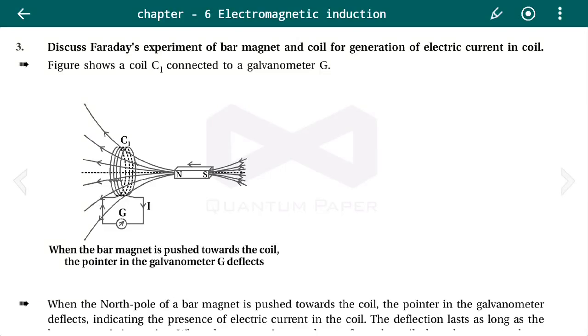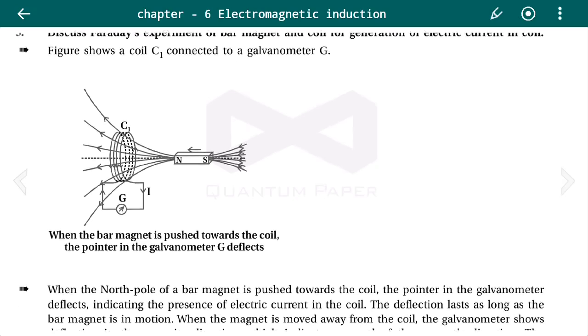In this video we are going to discuss Faraday's experiment of chapter number 6, that is electromagnetic induction. Discuss Faraday's experiment of bar magnet and coil for generation of electric current in the coil.